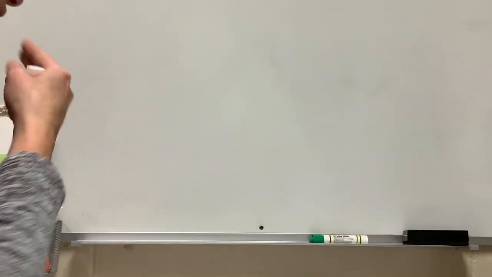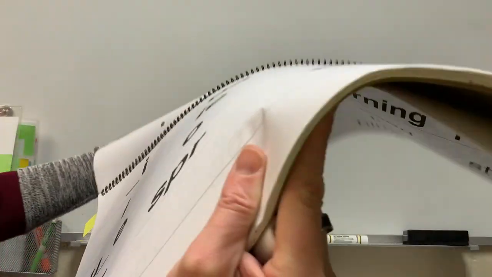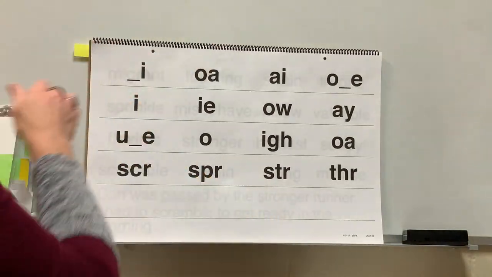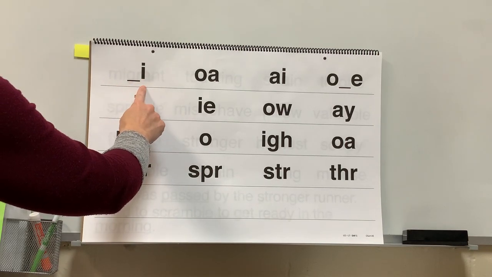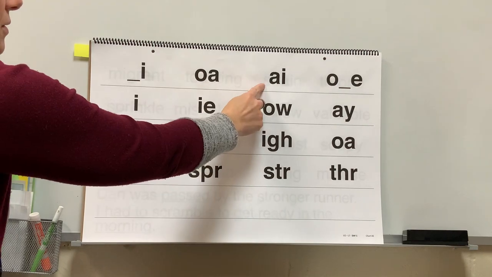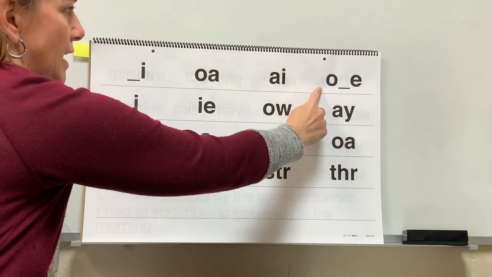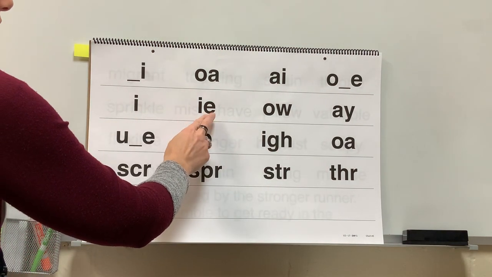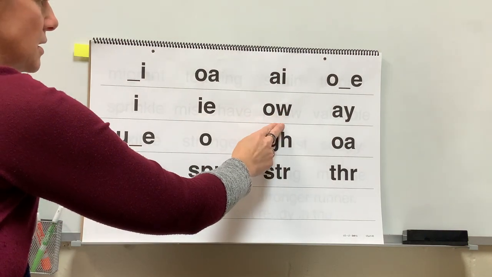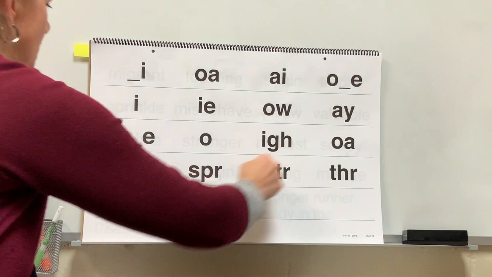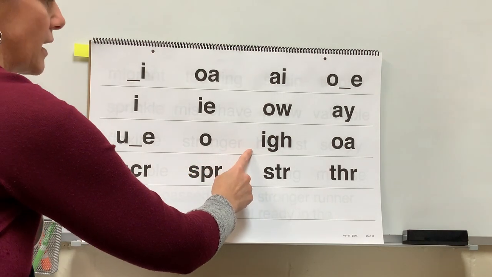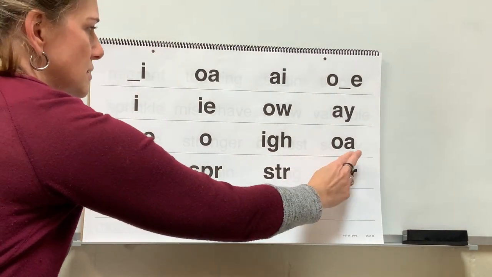Let's practice these sound spellings. Knowing your sound spellings helps you when you read words and when you write words. Open syllable. Sound. Yes, I. Sound. Yes, O. Sound. Yes, A. Sound. Yes, O. Sound. Yes, I. Sound. Yes, U. Sound. Yes, I. Sound. Yes, O.